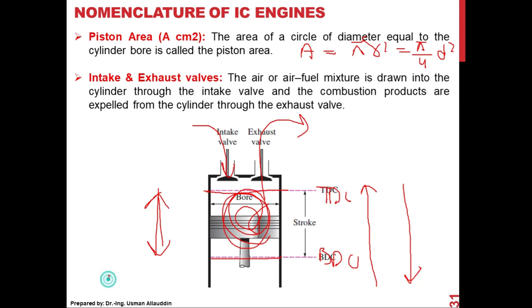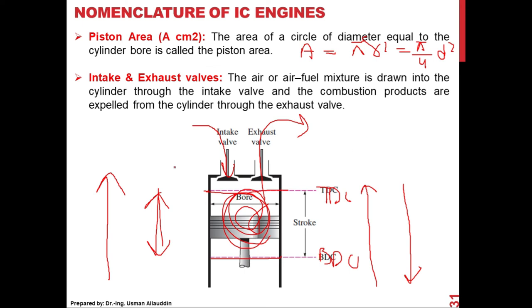So when the piston goes from BDC to TDC and the exhaust valve is open, the volume will be displaced. All the volume present here will go out. Let's suppose the exhaust gases are present in the cylinder. These exhaust gases will be displaced when the piston goes from BDC to TDC, and the exhaust gases will go out.